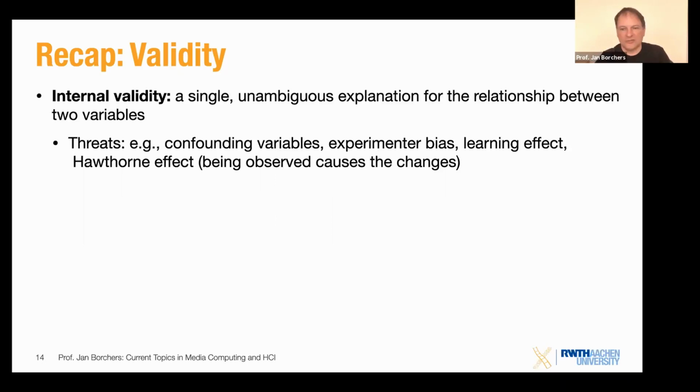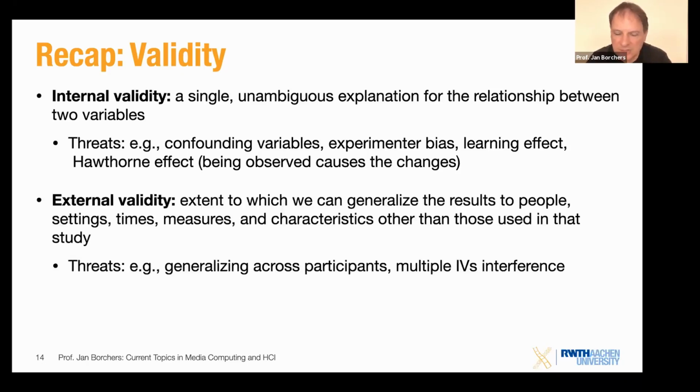Okay, so that's internal validity, making sure that what you measure, you find a clear and unambiguous explanation for the relationship between two variables that are changing. The external validity is how far can we generalize the results to other people or to other settings. A lab study is a key example. Lab studies typically have fairly high internal validity because you control everything.